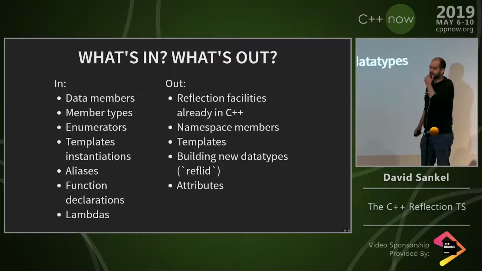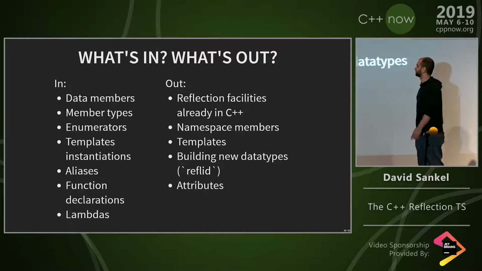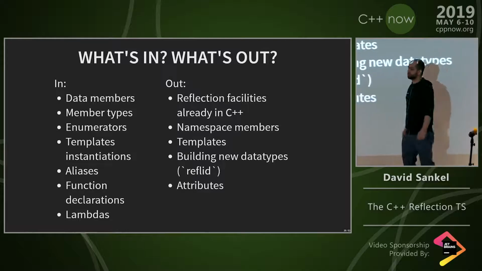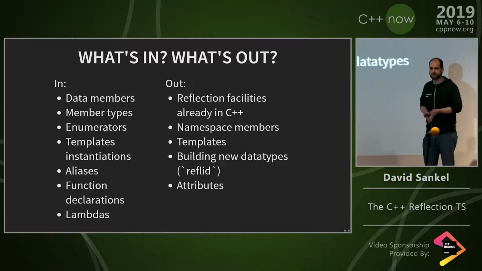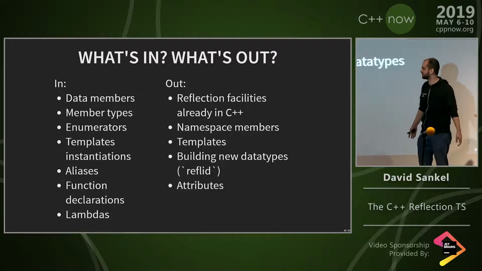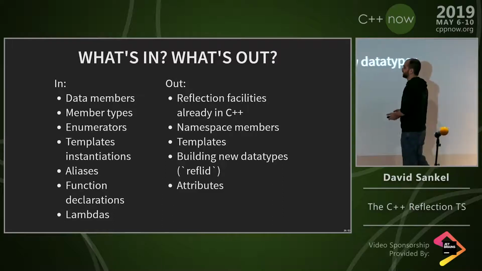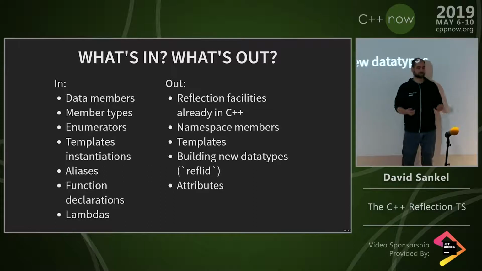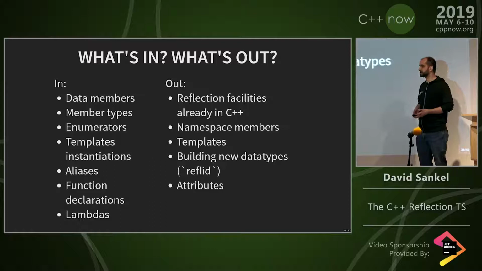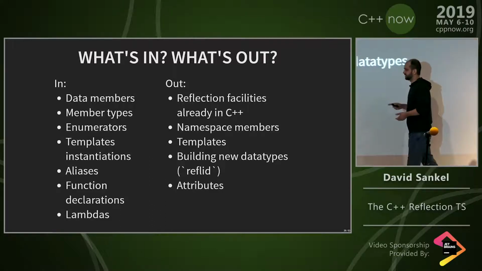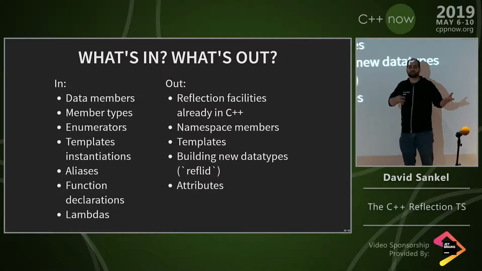So, some stuff is in and some stuff is out. What is in? We can reflect on data members. We can see what the member types are. So if you have a typedef inside of your class, you can reflect on those and iterate through them. If you have an enumeration, you can reflect on your enumerators. There are template instantiations. So what I mean by that is you can reflect on std::vector<int>.